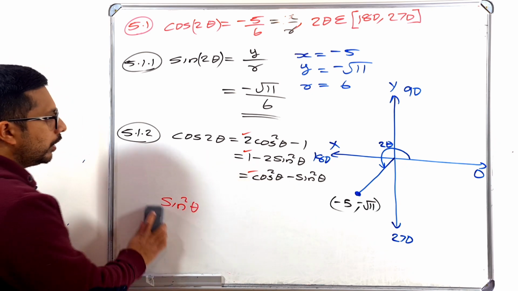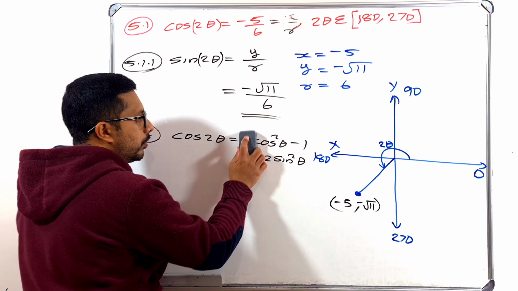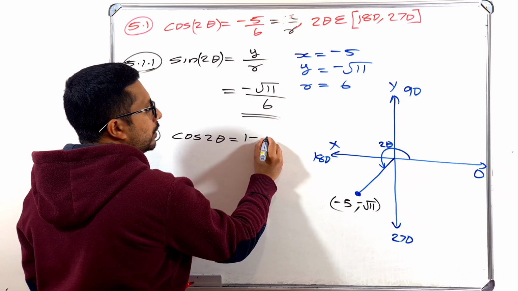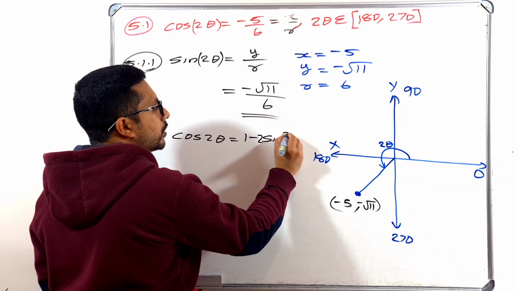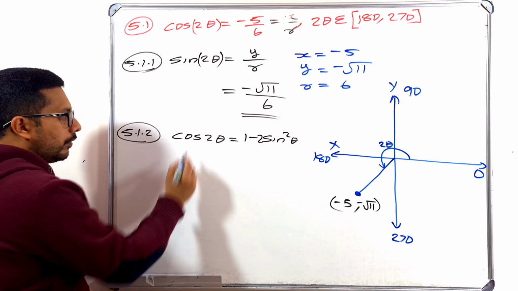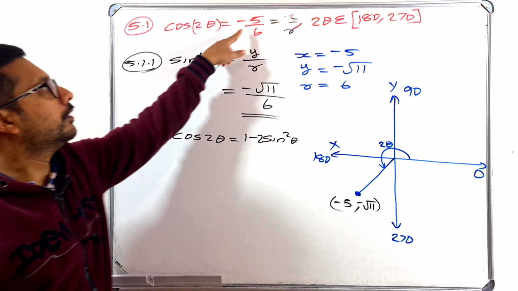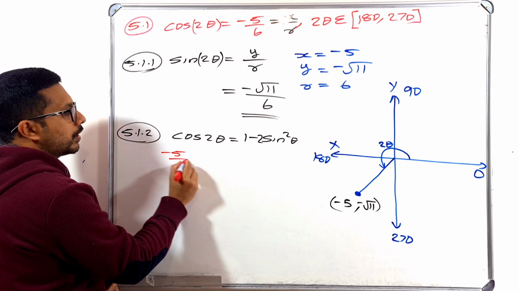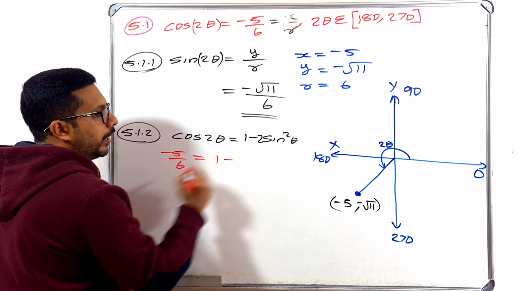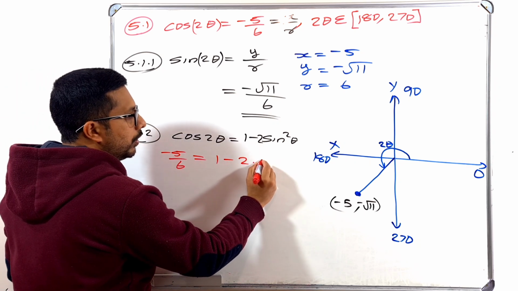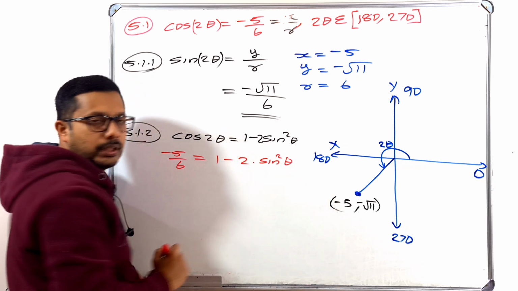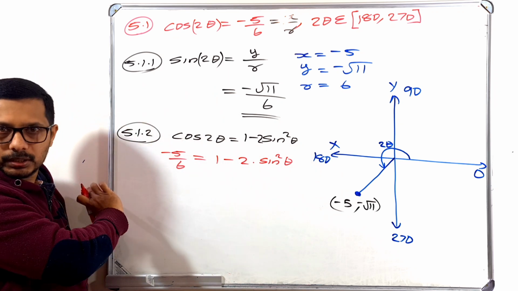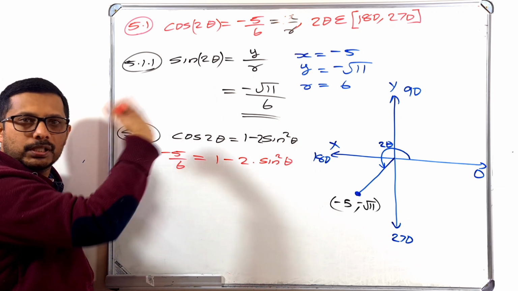So now look at the board. I'm going to write that formula, 1 minus 2 sine squared theta. So cos 2 theta is 1 minus 2 sine squared theta. What is cos 2 theta? That is given, minus 5 over 6. So we can substitute the values. Minus 5 over 6 is equal to 1 minus 2 sine squared theta. So let's take this minus 2 sine squared theta to the left side, and take this minus 5 over 6 to the other side.